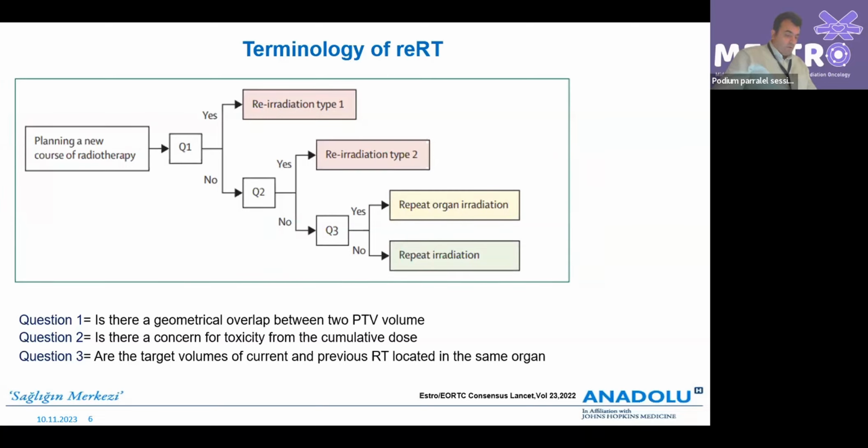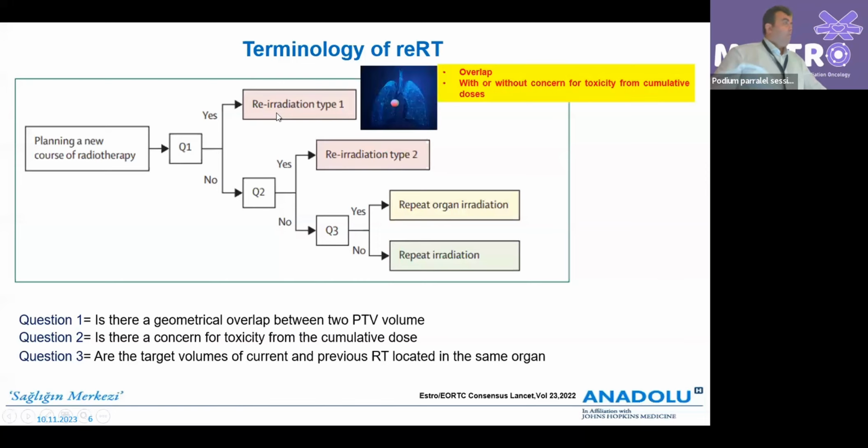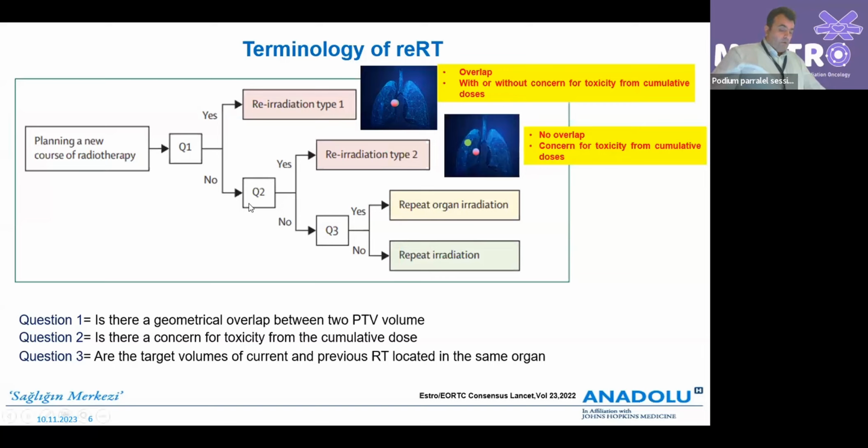If you would like to plan a new course for the patient, you should ask the first question: is there any geometrical overlap between the two PTV volumes? If you have an overlap, that means you have re-irradiation type 1. What is re-irradiation type 1? Type 1 means that there is an overlap, and the doctors have a concern, or even without concern, about the toxicities and the primary dose. This is very important. If your answer is no, then you go to the second question.